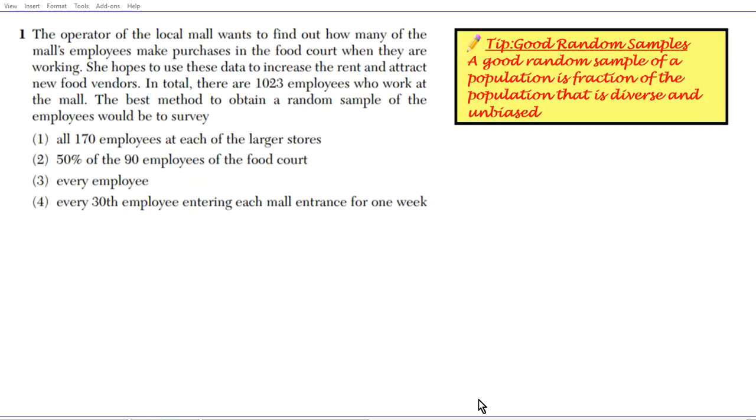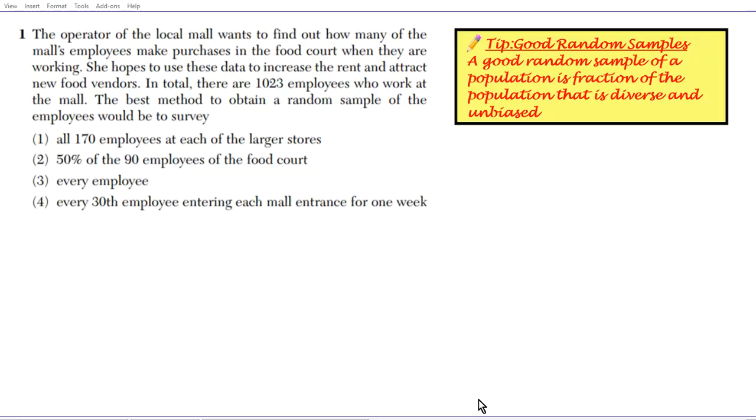It reads, the operator of the local mall wants to find out how many of the mall's employees make purchases in the food court when they are working. She hopes to use the data to increase the rent and attract new food vendors. In total, there are 1,023 employees who work at the mall. The best method to obtain a random sample of the employees would be to survey. So we have four options here.